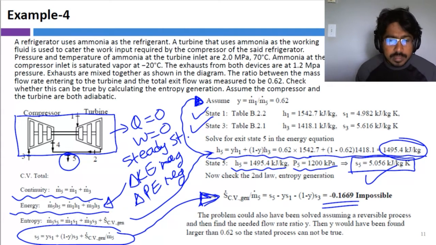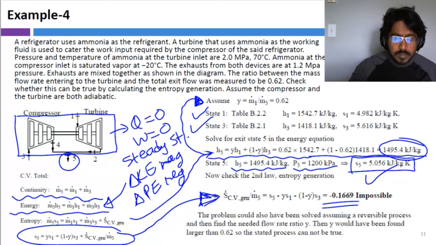Sometimes that is the way we can solve a problem. You use the given information in a smart way. Sometimes you will have the absolute mass flow rates. Sometimes you will have the mass flow rate ratios. Either way, you can solve the question.